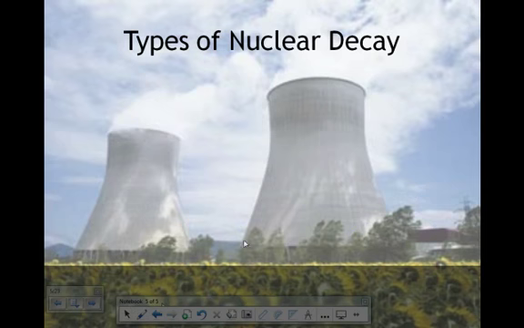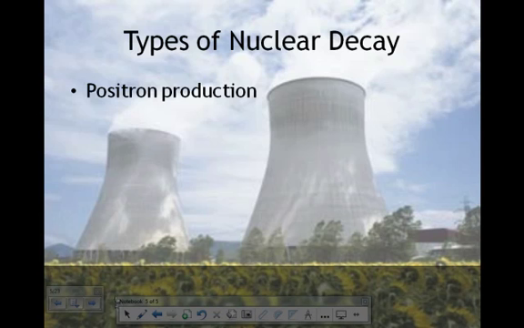Well, now that we know what the particles are, then predicting the type of decay is going to be a lot easier. This is summarized in your book on page 804, table 25.2. You'll see a summary of the different types of common nuclear decay processes. One type is the positron production. And remember what a positron is? It's a positive electron, right? So we would have the production of this particle with 0 mass and a positive 1 charge.